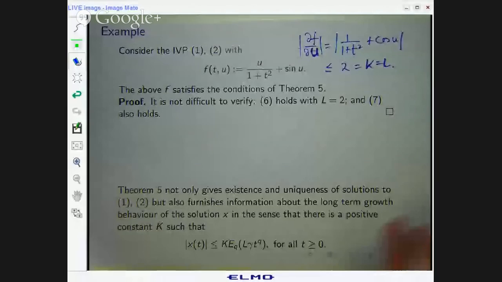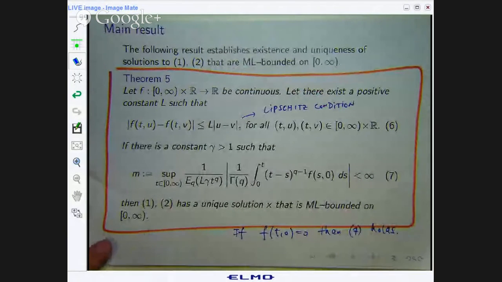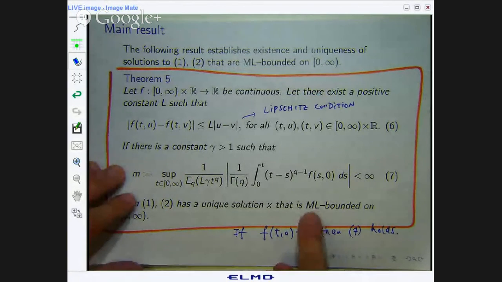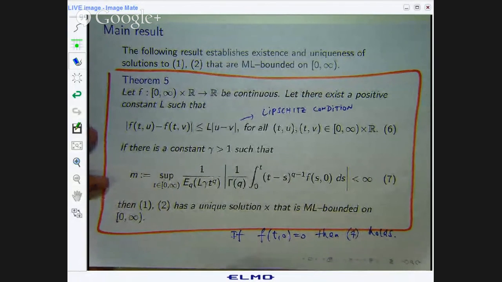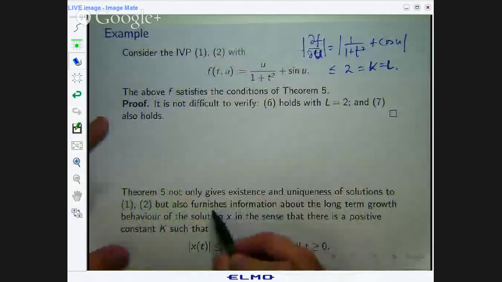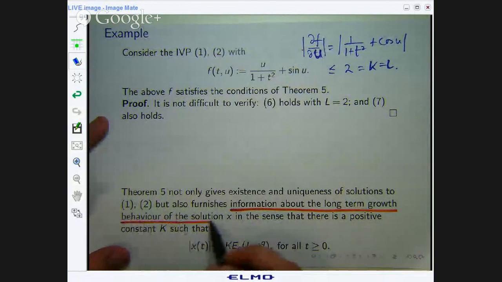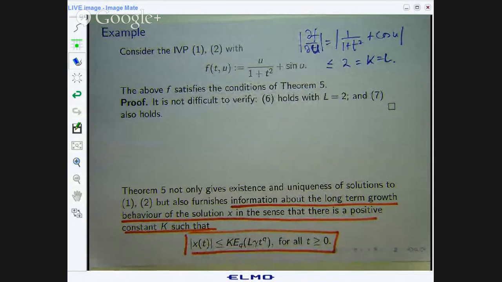Okay, and like I said at the start, I just wanted to end with a remark regarding the ML boundedness. The main theorem, theorem 5, tells us a few things. It tells us that the problem has a solution, and there's one and only one solution, and the solution's ML bounded. Bringing that all together, you would say it has one and only one ML bounded solution on this interval. And this tells us information about the long-term growth behavior of the solution, in the sense that there's a positive constant such that x is bounded by a constant times a Mittag-Leffler function.